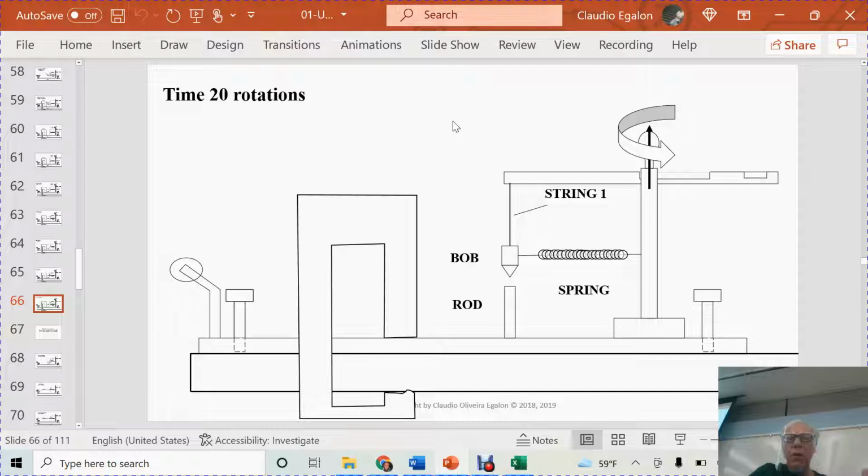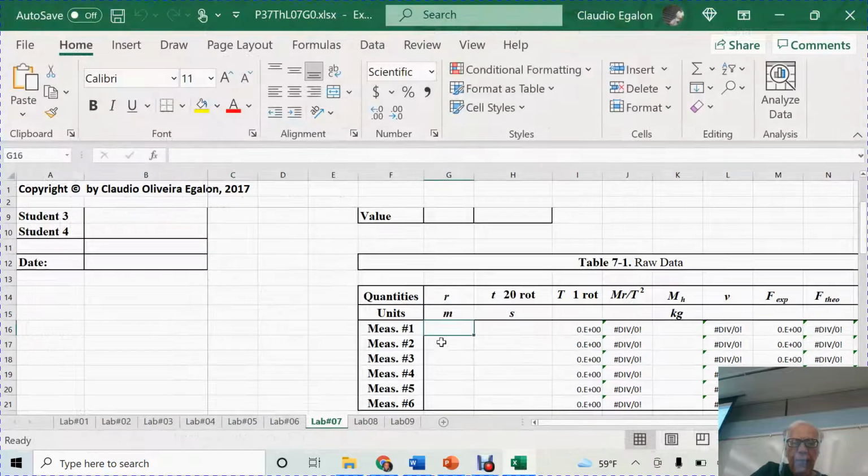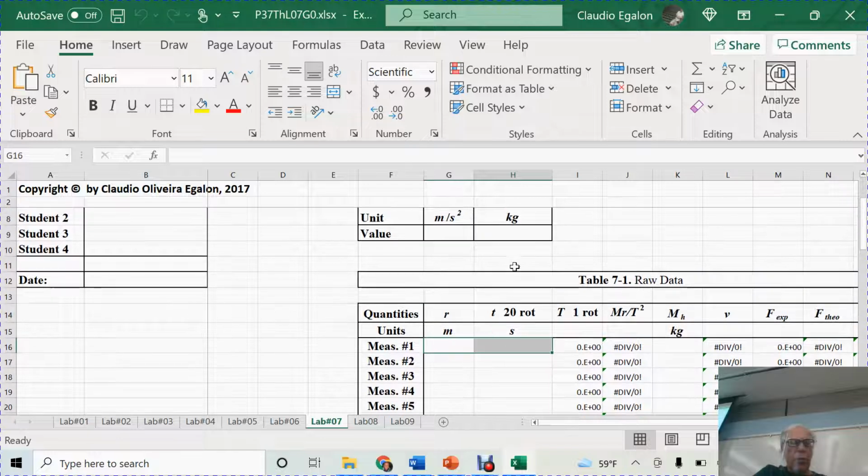5, 4, 3, 2, 1, 0. 1, 2, 3... When it gets to 20, you stop your timer. Okay, that's the first part of the experiment. When you do that, what's going to happen? You're going to have not only the radius, but the time it takes for 20 rotations.